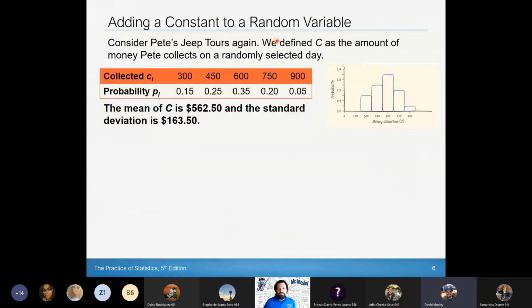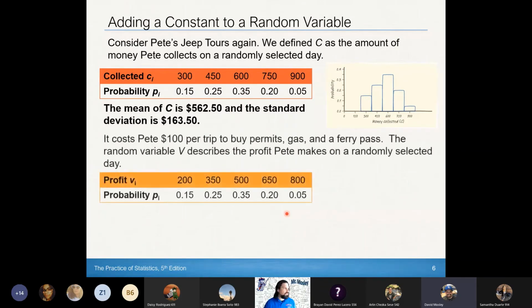Adding a constant to a random variable. All right, now we'll consider the same context. We have Pete's Jeep Tours again. We defined C as the amount of money Pete collects on a randomly selected day. Here's that same probability distribution, and the mean and standard deviation. It costs Pete $100 per trip to buy permits, gas, and a ferry pass. The random variable V describes the profit Pete makes on a randomly selected day.